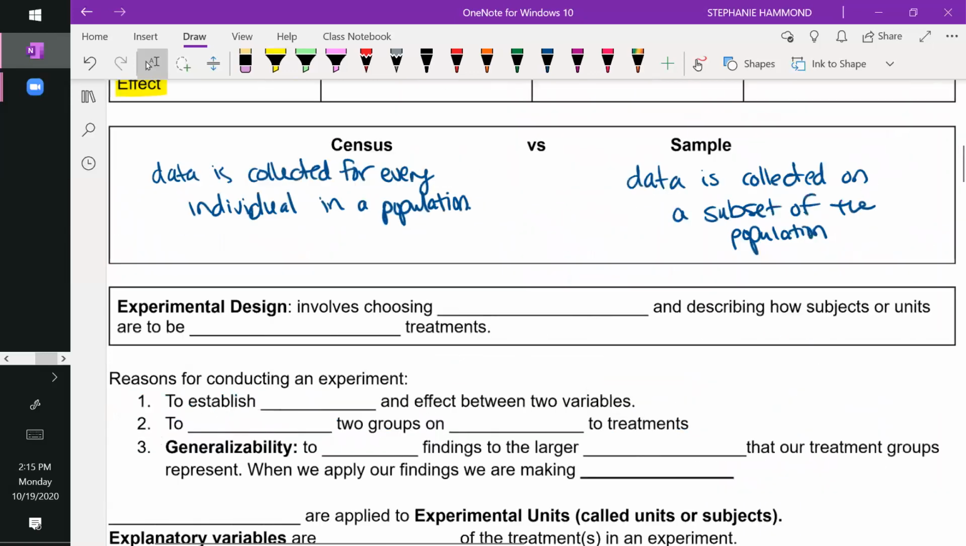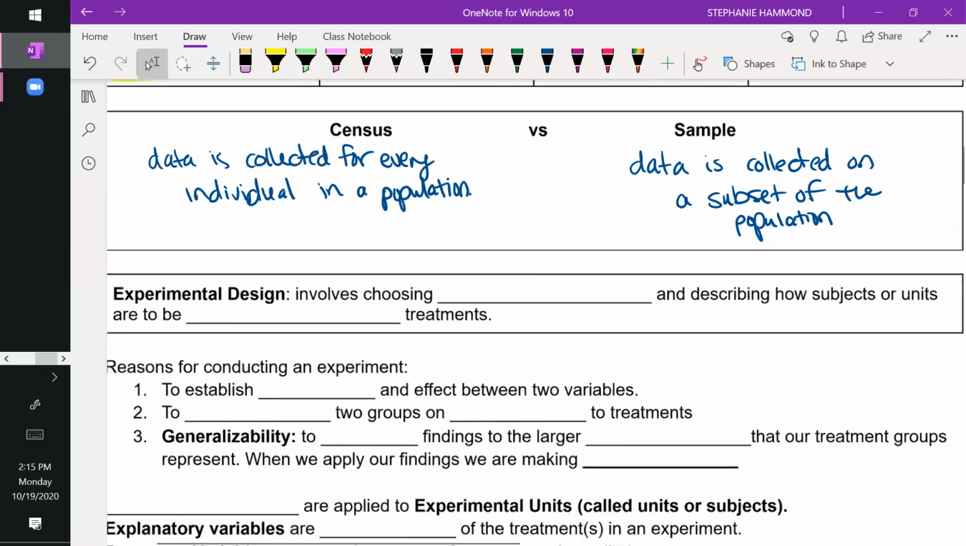Okay, let's focus now on experiments. Experiments are what we have to perform in order to prove that there is cause and effect occurring between two variables. So with the experimental design, if you're asked to describe your experimental design, it means you need to describe how you have chosen your treatments and describing how subjects or units are to be assigned to those treatments.